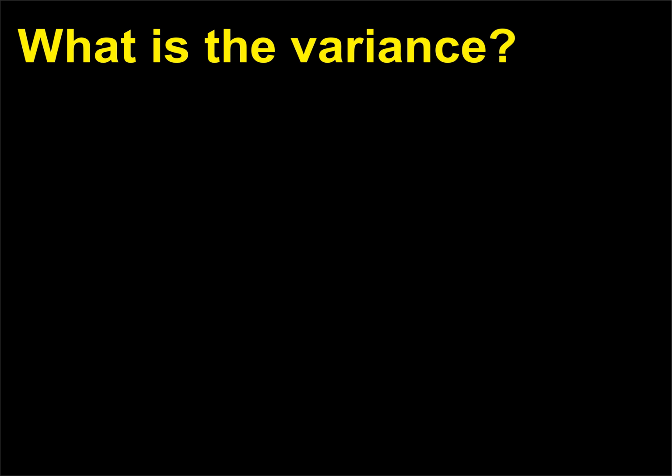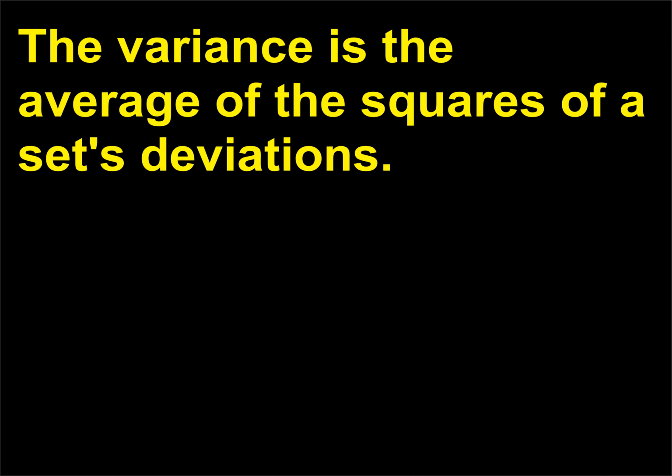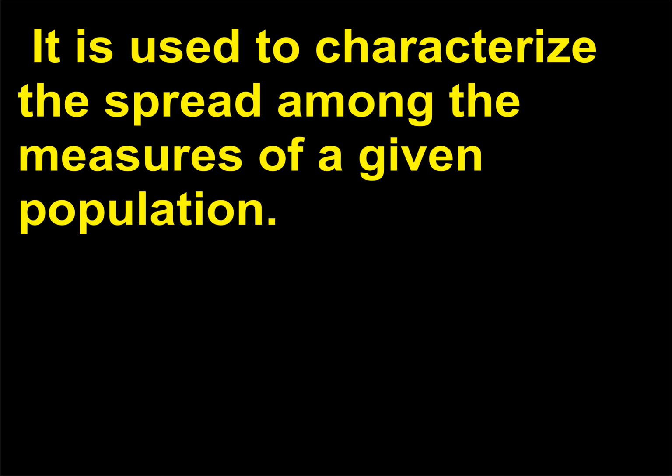What is the variance? The variance is the average of the squares of a set's deviations. It is used to characterize the spread among the measures of a given population.